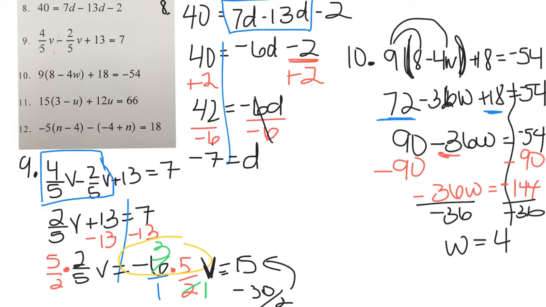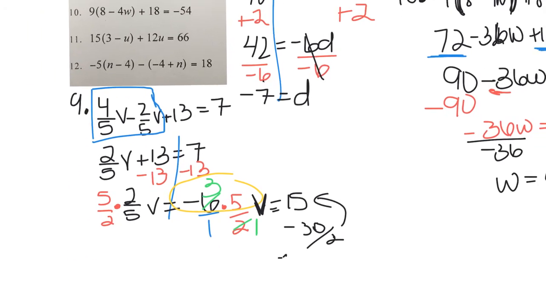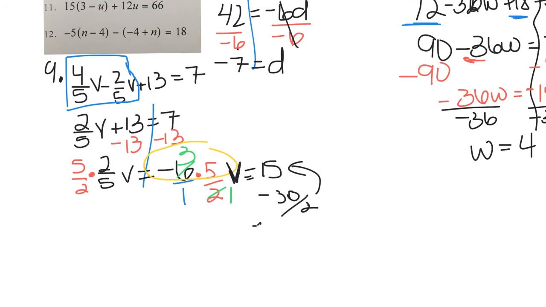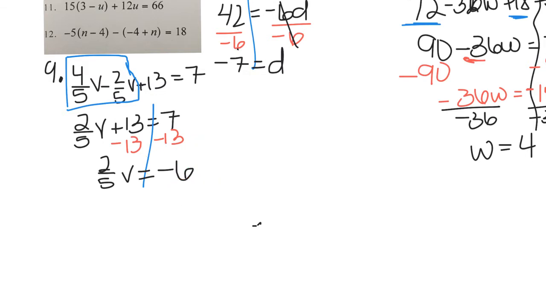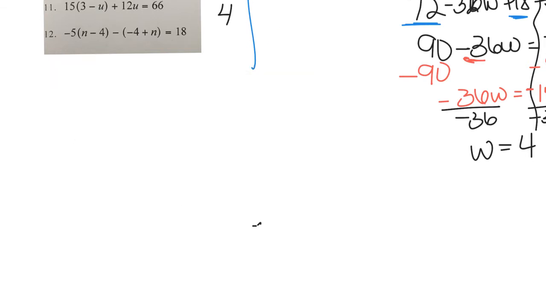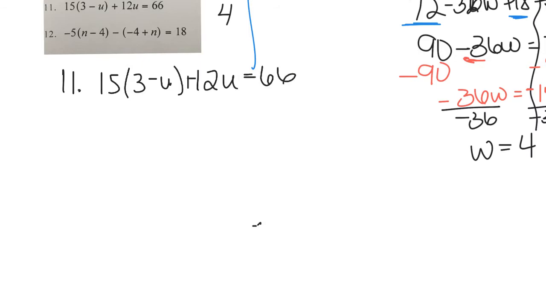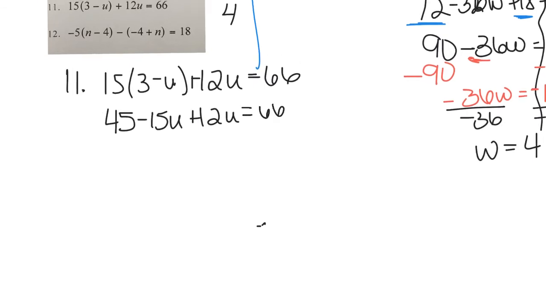So I'm going to move these up out of the way and do 11 and 15. Let me erase some of these. There we go. So number 11, 15 times the quantity of 3 minus u plus 12u equals 66. We're going to distribute: 45 minus 15u plus 12u equals 66.